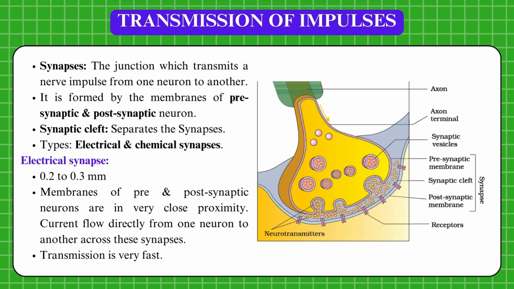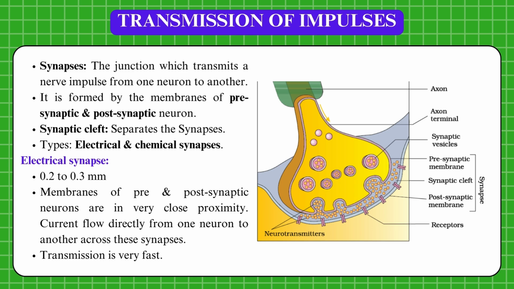After the nerve impulses are generated and conducted, what will happen? The impulses are transmitted from neuron to neuron. Let's see the transmission of impulses. Synapses are the junctions which transmit the nerve impulse from one neuron to another neuron. The synapse is formed by the membranes of presynaptic and postsynaptic neurons. The synaptic cleft separates the synapse into two.